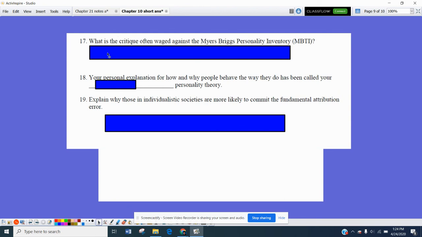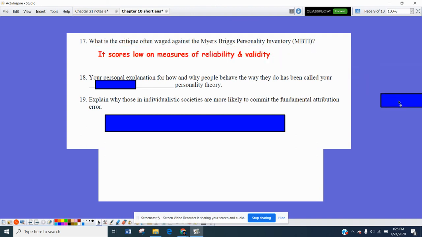Number 17, what is the critique often waged against the Myers-Briggs personality inventory? And that is the fact that it scores low on measures of reliability and validity. So, in other words, it is possible that you can manipulate this test.